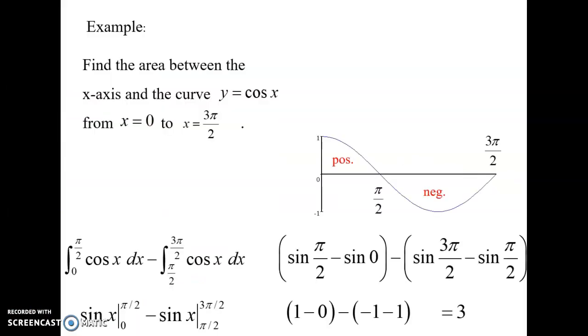All right, so let's go back to our PowerPoint. This we did by hand, and we found the exact value, which was equal to 3.